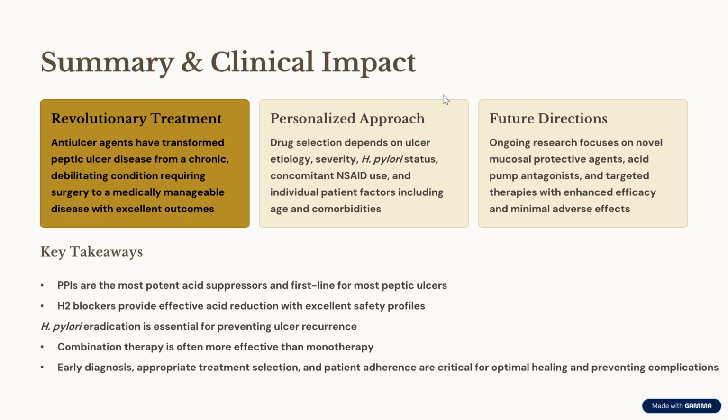So, key takeaways from this session are: proton pump inhibitors are the most potent acid suppressors and first line drugs for most peptic ulcers. H2 blockers provide effective acid reduction with excellent safety profiles. Helicobacter pylori eradication is essential for preventing ulcer recurrence, while combination therapy is often more effective than monotherapy, and early diagnosis, appropriate treatment selection, and patient adherence are critical for optimal healing and preventing the complications of peptic ulcer.